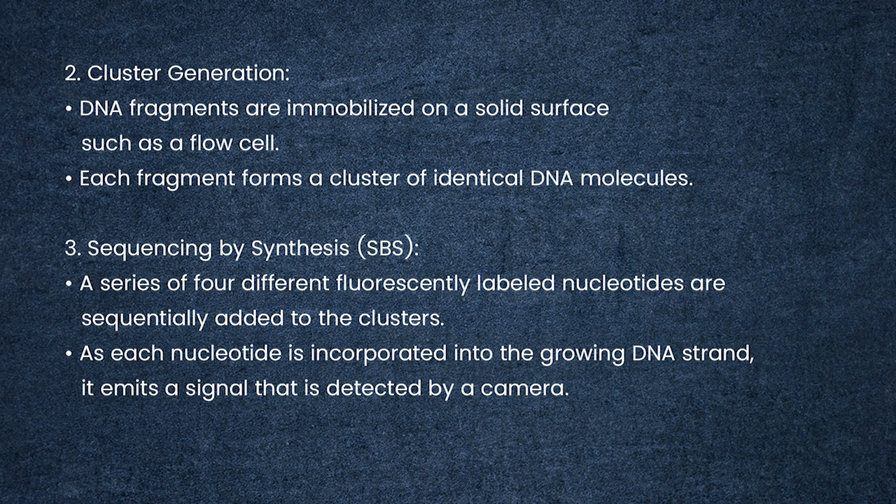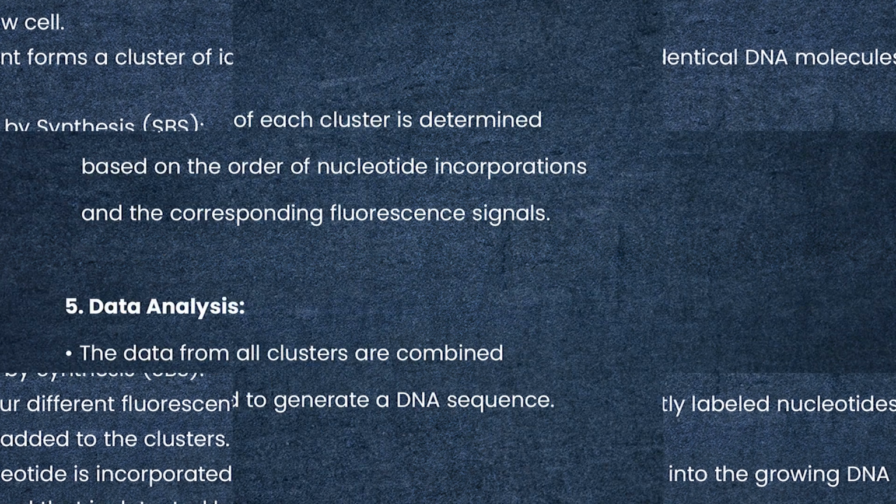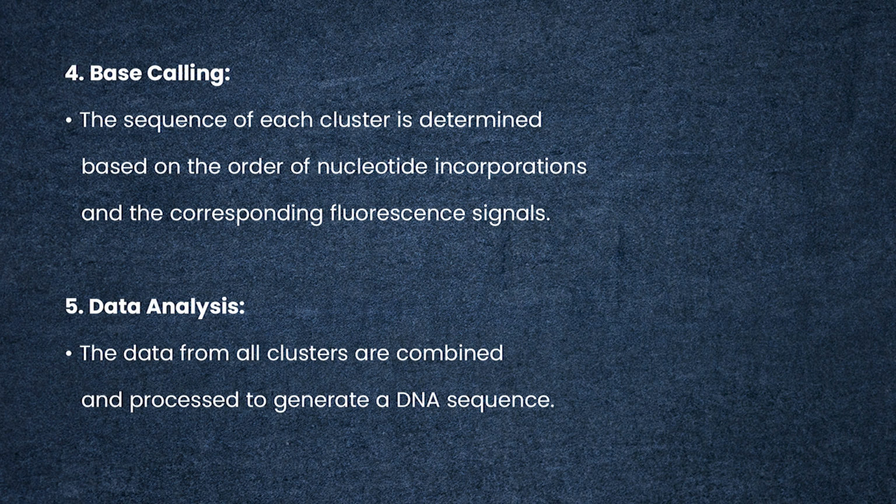Now, sequencing by synthesis. A series of four different fluorescently labeled nucleotides are sequentially added to the cluster. As each nucleotide is incorporated into the growing DNA strand, it emits a signal that is detected by the camera. Finally, the base calling. The sequence of each cluster is determined based on the order of nucleotide incorporations, and the corresponding fluorescence signals are recorded. The data from all clusters are combined and processed to generate a DNA sequence.